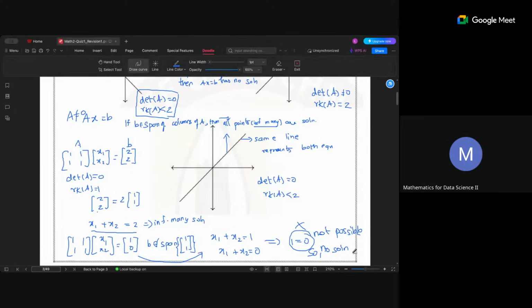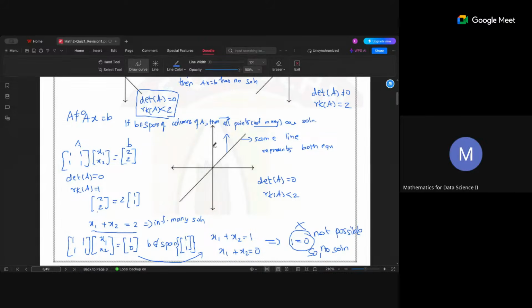Is that clear? If it is written x1 plus x2 is equal to 1 and in the second also equal to 1, then it is infinitely many solutions. You see that this is the equation of a line, right? Yes, ma'am. So I told you this is the case where the same line represents both equations. If the output is coming the same, then we can say that it is infinitely many solutions, right?